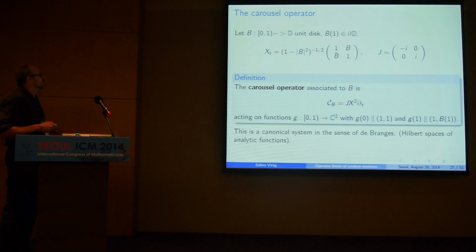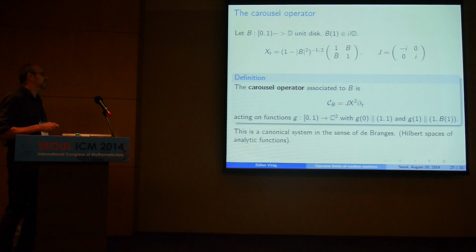Okay, so what is it? So I have a path. D is the unit disk, the interior of the unit disk, and I have a path B from [0,1] to D, and it's such that at time 1 it goes to the boundary. Then I have this matrix which is basically built out of this B. It has some geometric meaning, but I'll skip that now. The main point is that this just depends on B. B is basically the parameter in this operator.